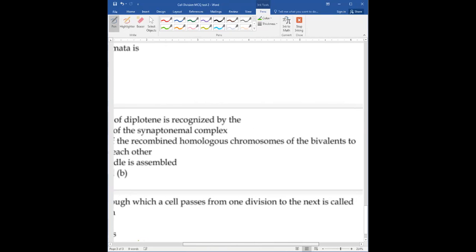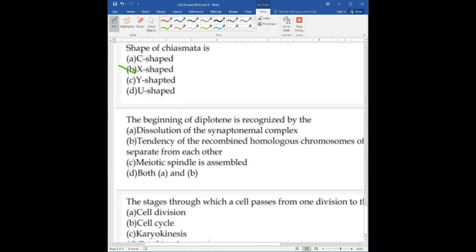No. See, some of you are giving me the right answer, some of you are giving me the wrong answer, but let's try to see. The beginning of diplotene is recognized by the dissolution of the synaptonemal complex. That is what we did in the earlier question also.